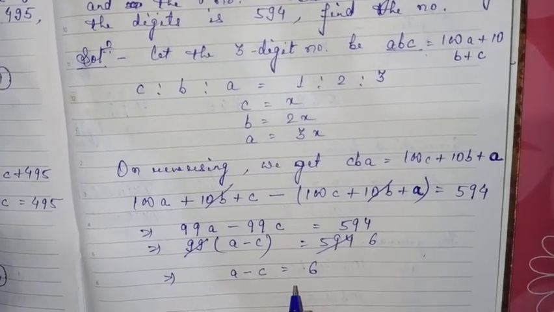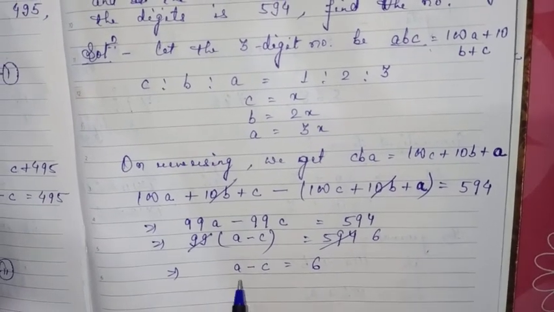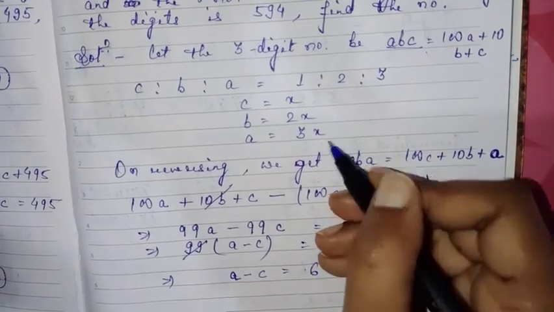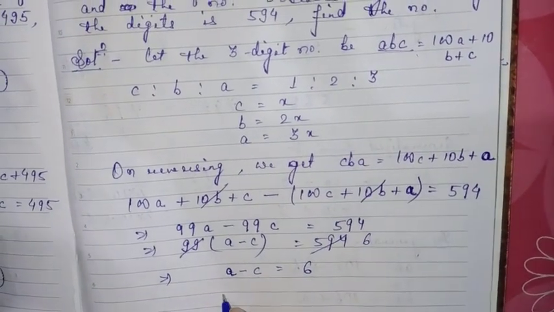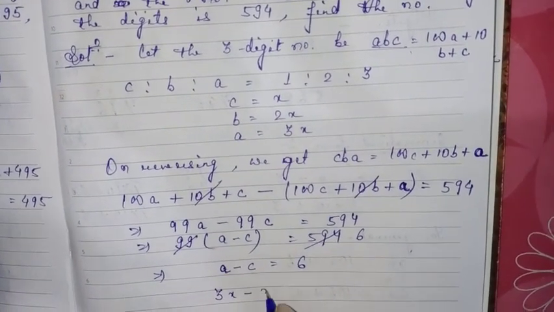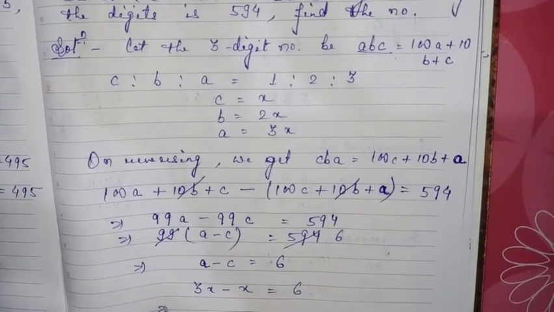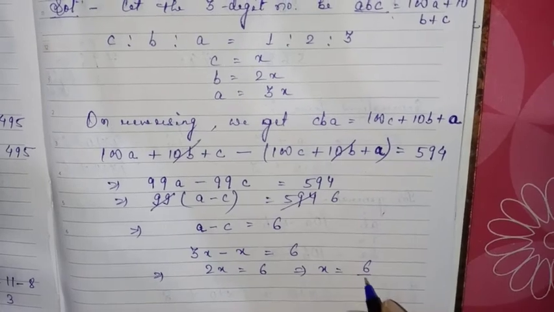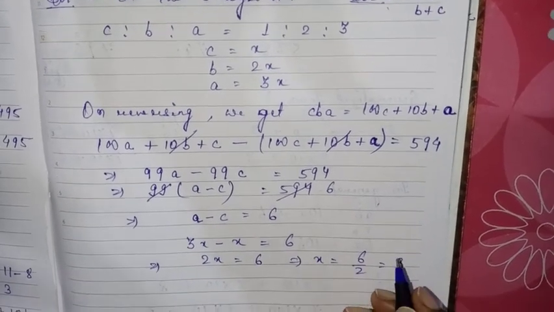Now put the value. A value is 3x, C value is x. Put here 3x minus x is equal to 6. So you will get 2x is equal to 6, that is x is equal to 6 by 2, is equal to 3. So the value of x you will get is 3.